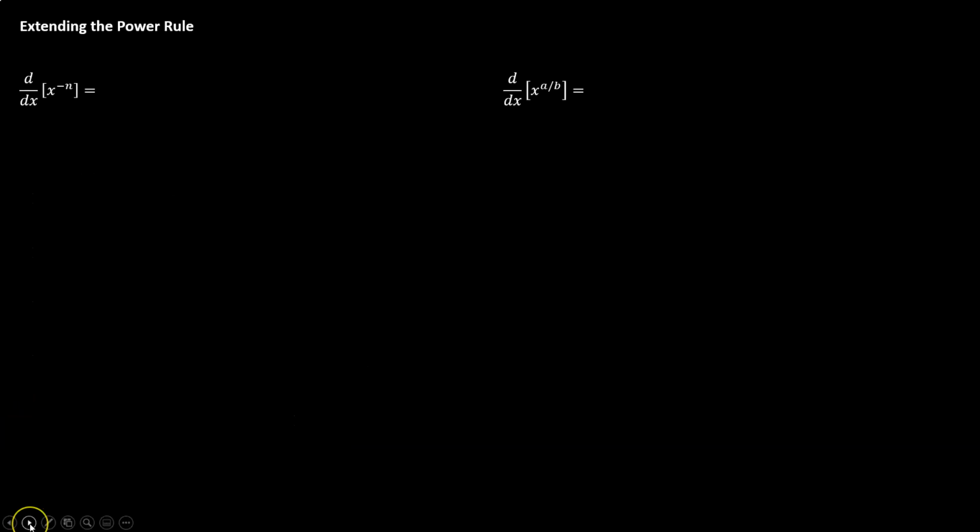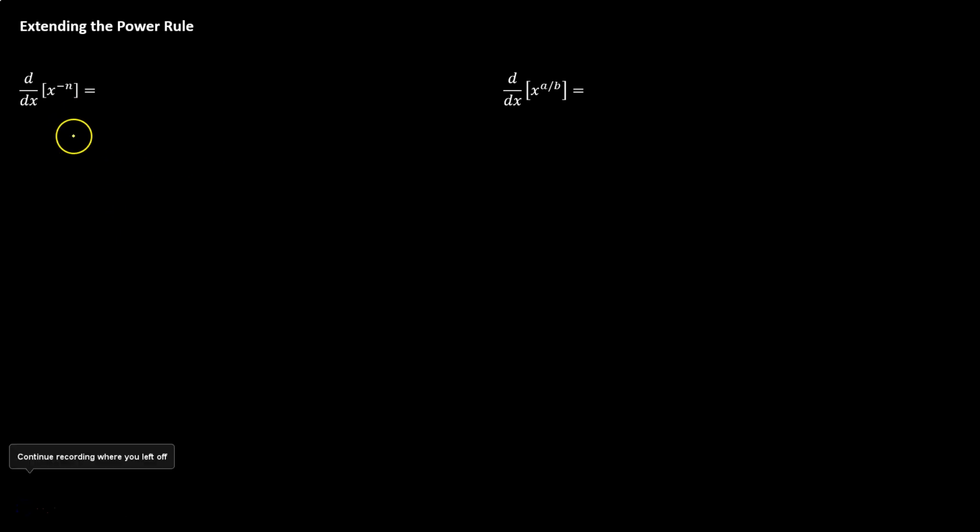There's a couple of other things that we want to briefly talk about in this section, which is that we can extend some of these rules. For example, the power rule can be extended to work on negative exponents. So if we have x to the nth power, we can also make this work for x to the negative nth power.